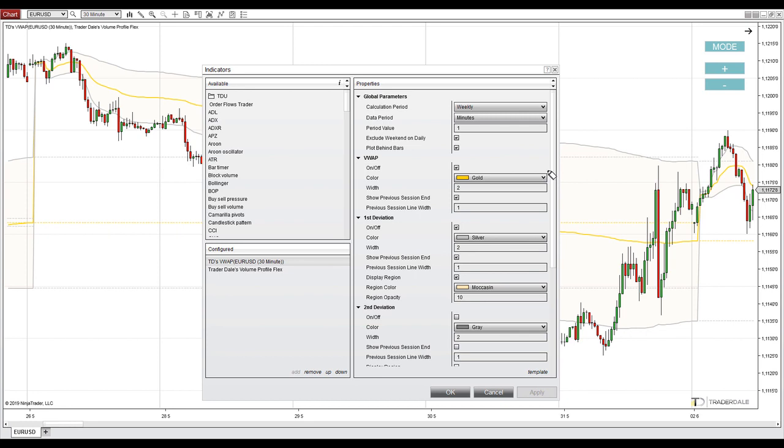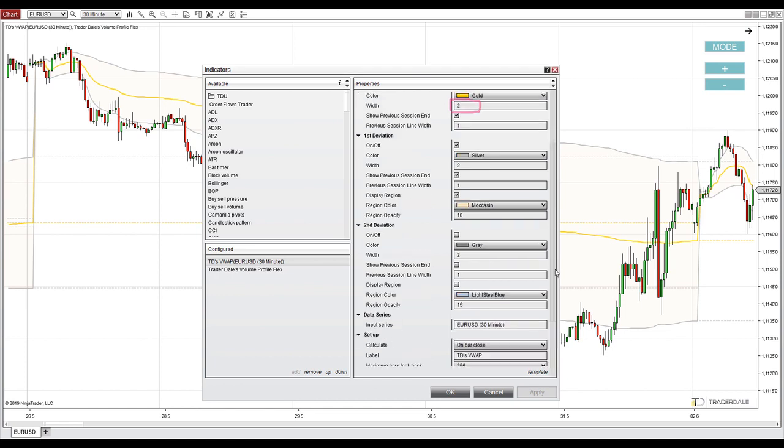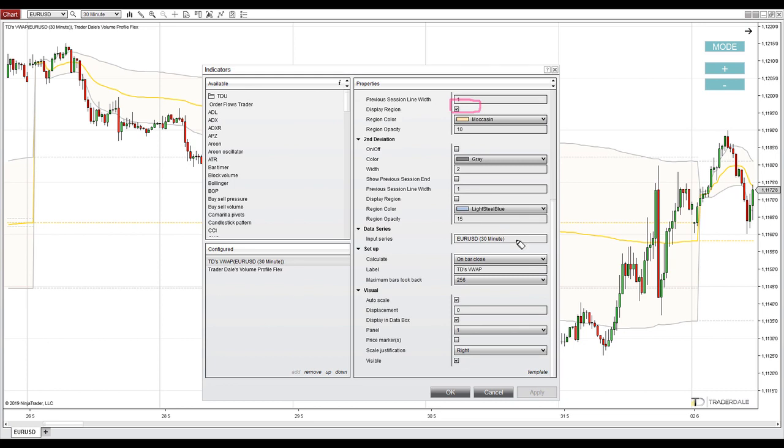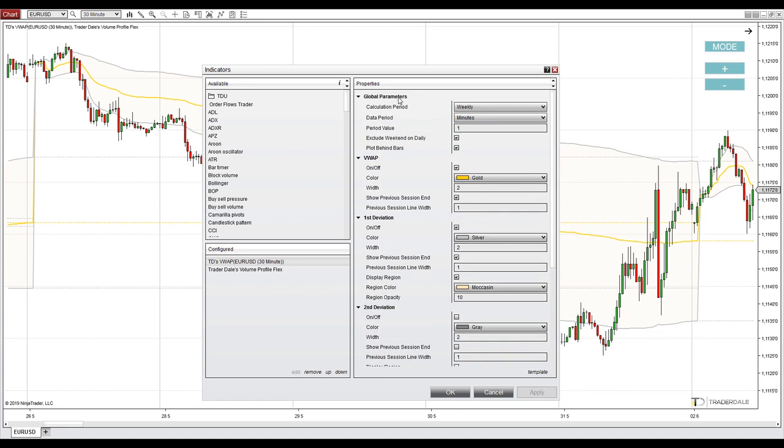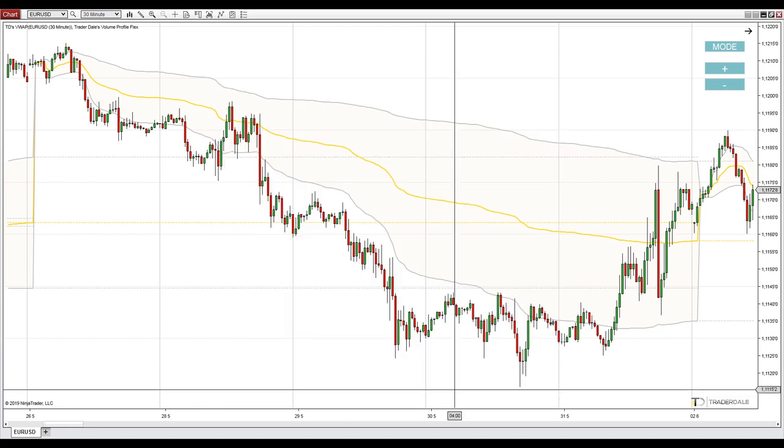Let's first start with this setting, which is a weekly vwap. As you can see right there in the indicator settings, those are the standard settings. I just disabled the second deviation right there, as I don't really use it in my trading. I only use the vwap line and the first deviation. Alright, so this is the standard setting of the indicator.